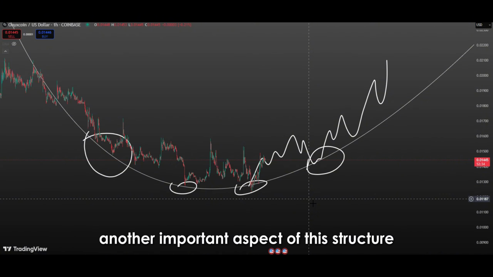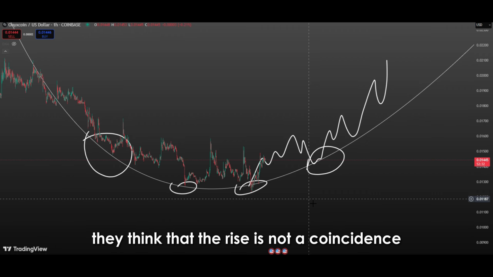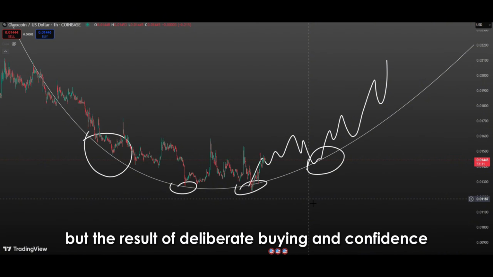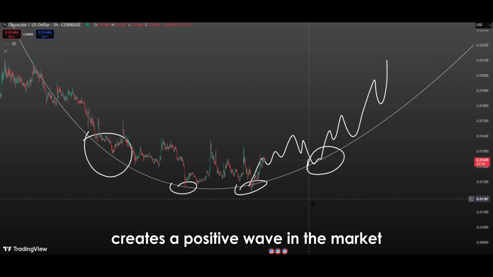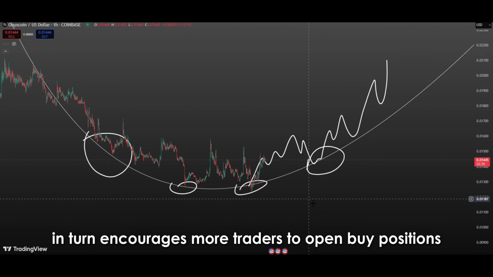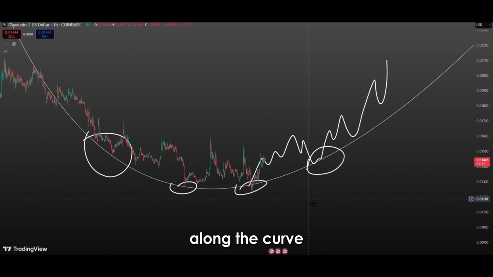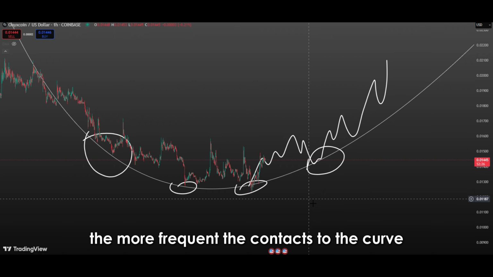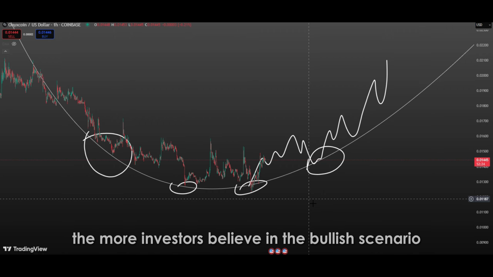Another important aspect of this structure is its psychological impact. When investors see such curves, they think that the rise is not a coincidence, but the result of deliberate buying and confidence. This psychological state creates a positive wave in the market, which in turn encourages more traders to open buy positions. Thus, the price is supported both technically and psychologically along the curve. The more frequent the contacts to the curve and the price reacts and rises after these contacts, the more investors believe in the bullish scenario.